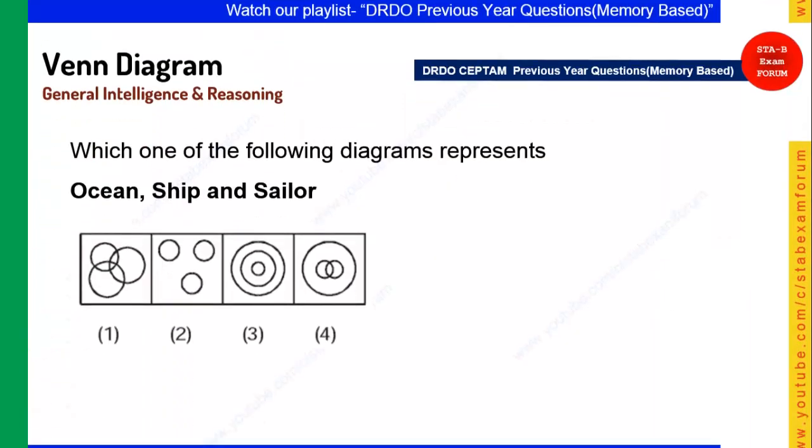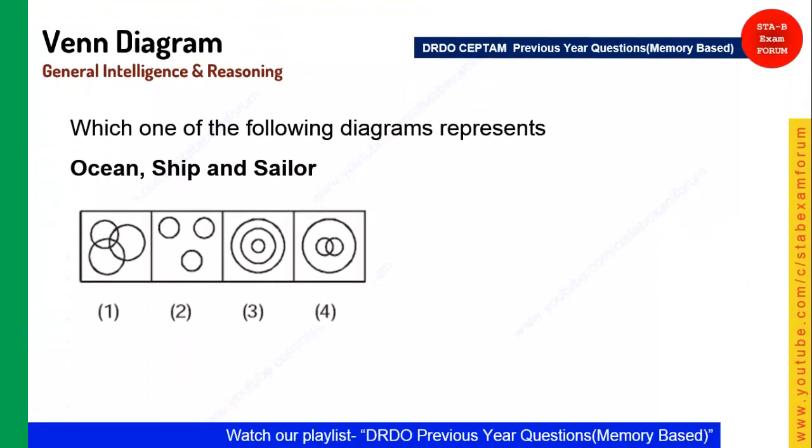Quickly coming to the next question, a very important one, student. I generally get confused with this type of question, so let's see. Ocean, ship and sailor. If you see the relation, there is no relation at all. No ocean is a ship, no ship is a sailor, correct? So it should be option 2, but this is not correct, student. I will tell you how it works.